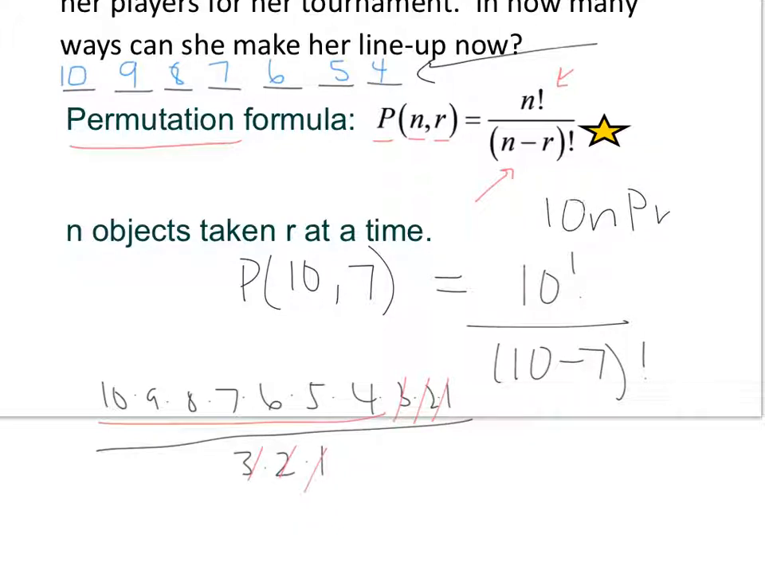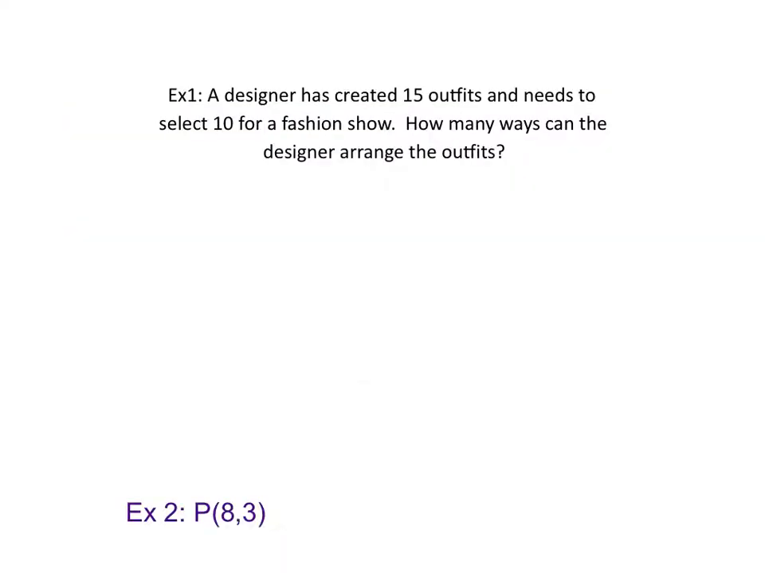So I'll type in 10, then NPR, click enter, and then type in a 7. And you should get 604,800. The same thing we would have gotten if we had just typed in our calculator 10 times 9 times 8 times 7 times 6, 5, 4, and then that would give us our same answer as well. Let's look at another example.